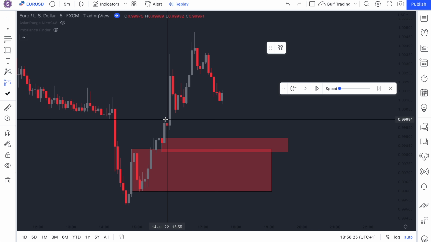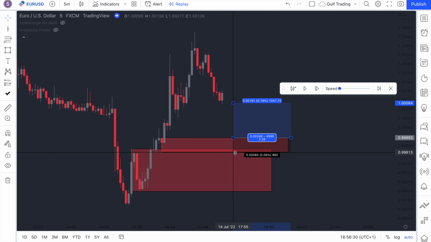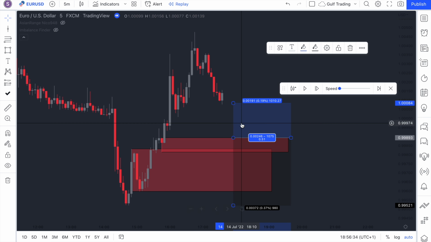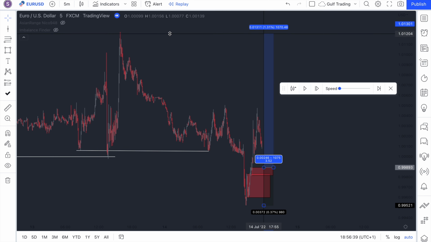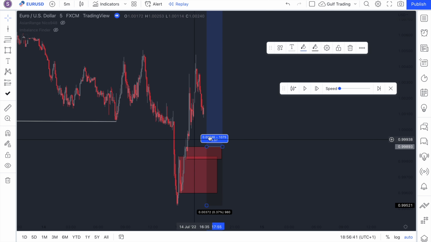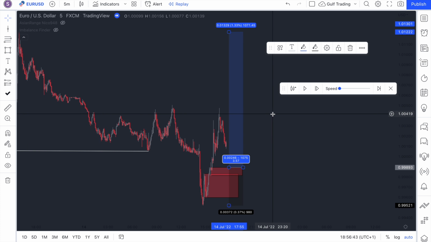I'd probably place a buy order here, stop loss below. You can do a stop loss below there, you can do a stop loss below there. Depends how you want to trade it. Even something like this. And then you could target. If you want to target that high, that's a 1 to 3.5. That's a nice trade for the week.